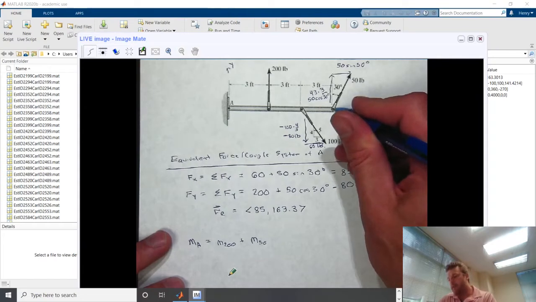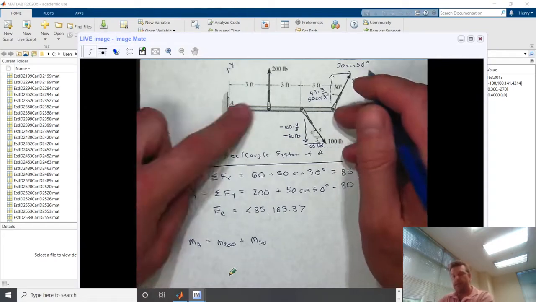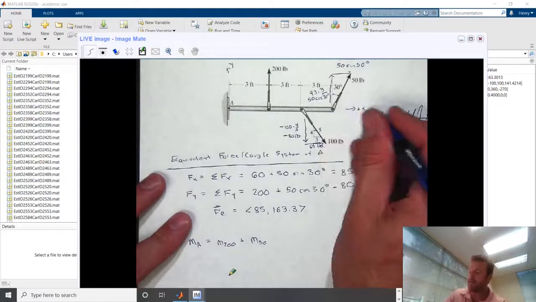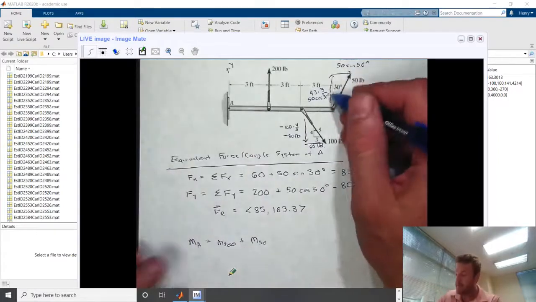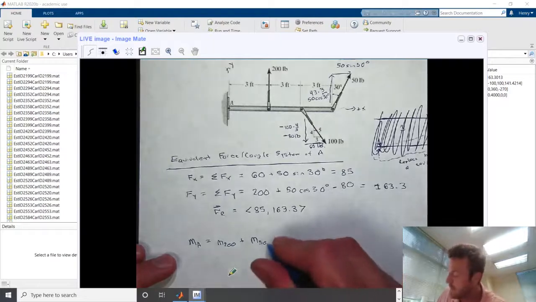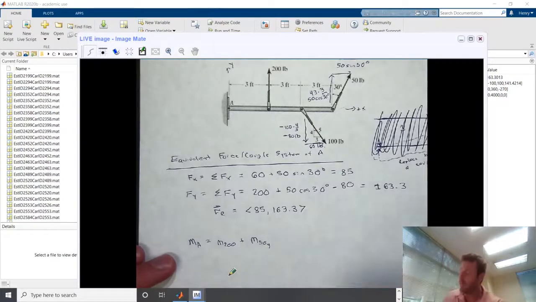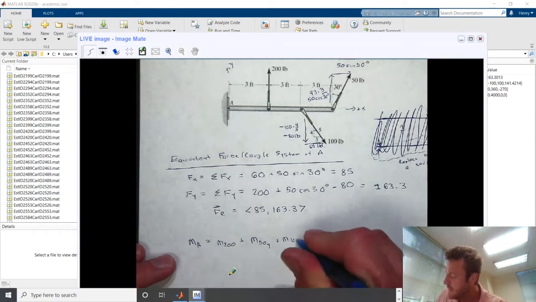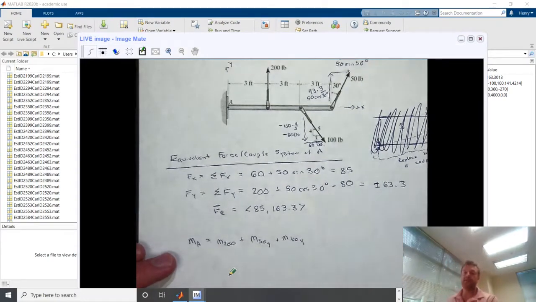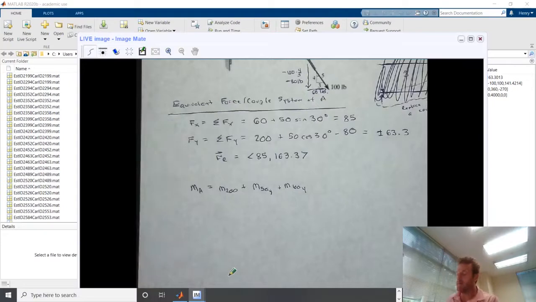But the x component, is it going to tend to rotate the body about point A? No, its line of action goes directly through it. So the only thing that's inducing rotation about point A is the y component of this force. So that's why I'm going to say plus M50y. And in a similar idea, when I talk about the 100-pound force, only the y component of it will be exerting a moment about point A as well.